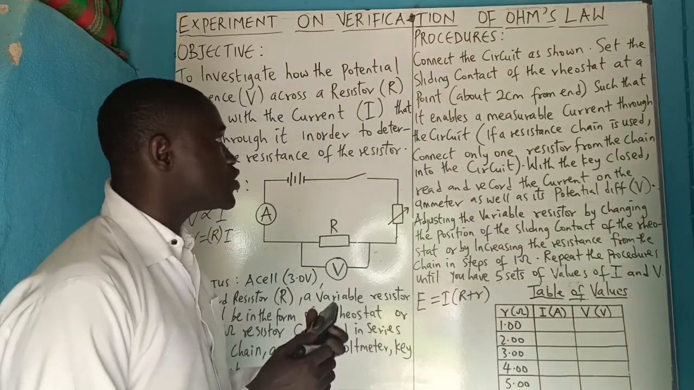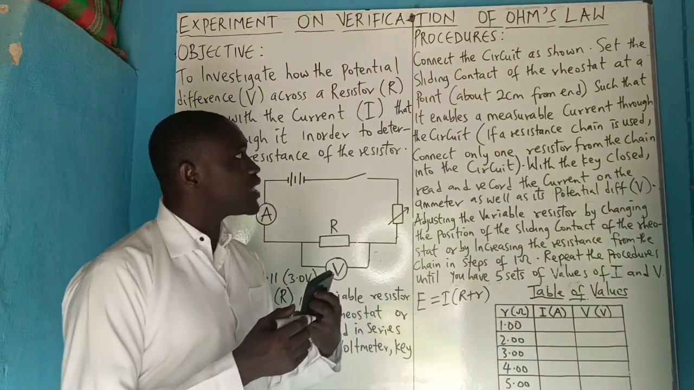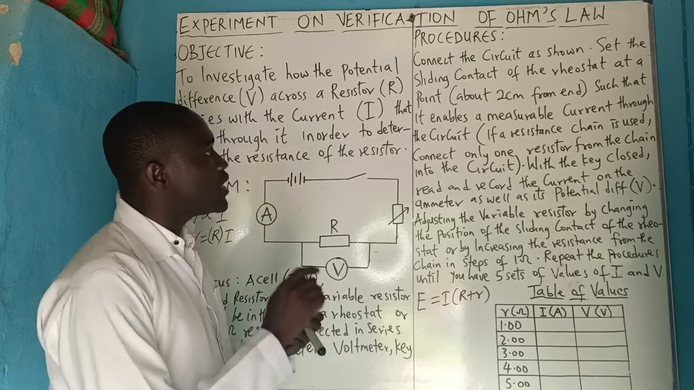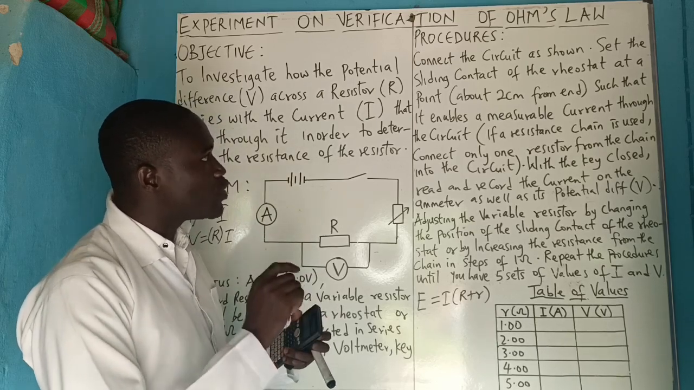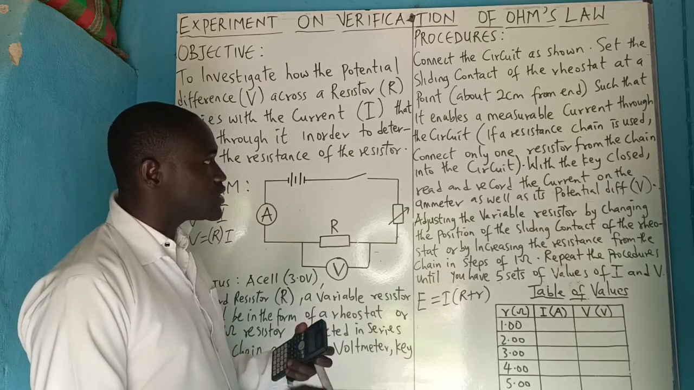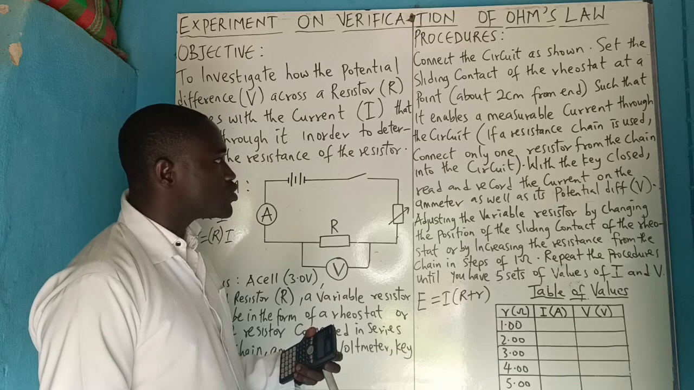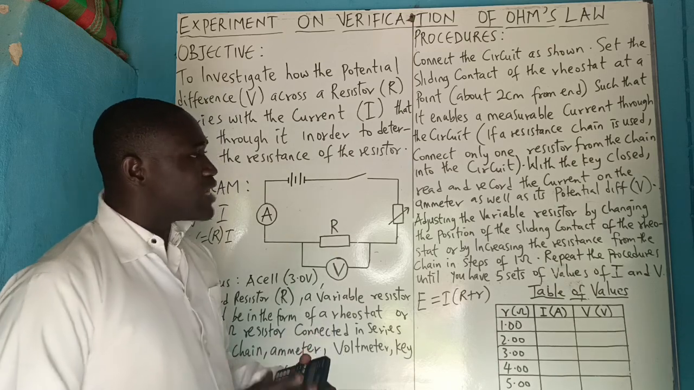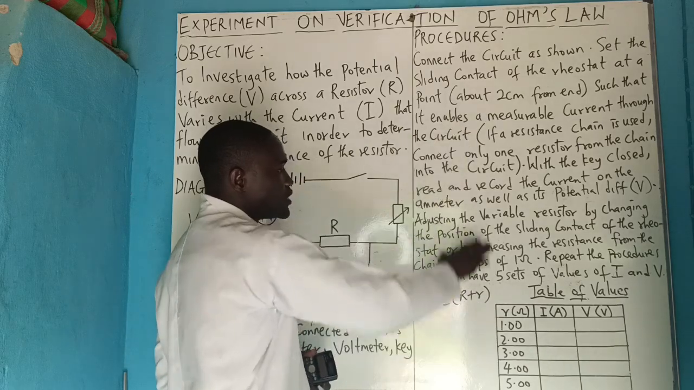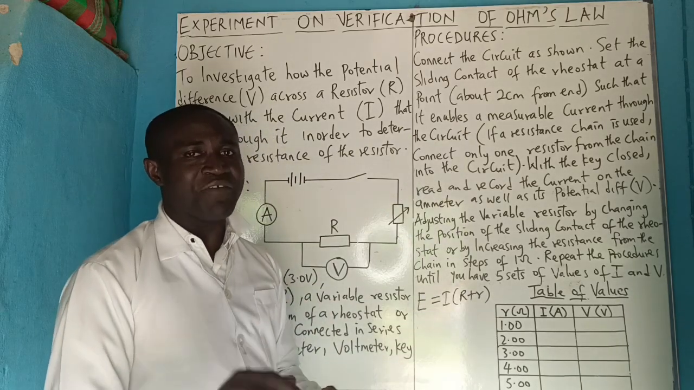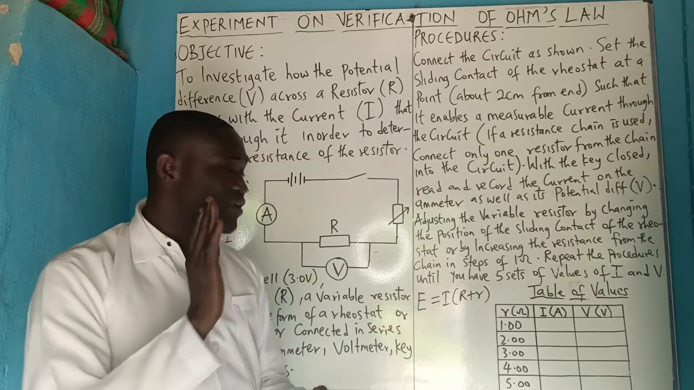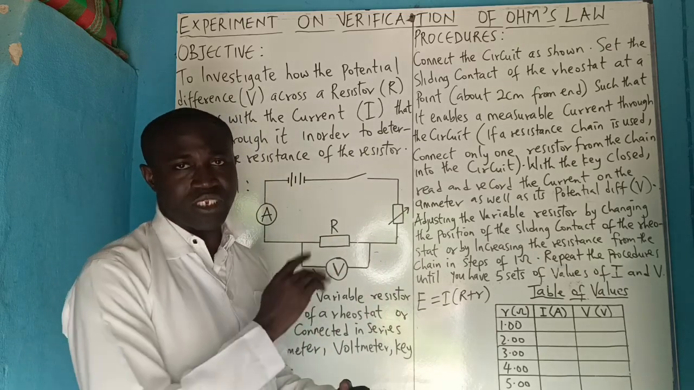Let's see the procedure. Connect the circuit as shown, set the sliding contact of the rheostat at a point so that it enables a measurable current through the circuit. Connect only one resistor from this chain into the circuit with the key closed. Read and record. Now, this is for us to follow. We are to follow this if we are to perform this experiment live and direct. But the essence of this video is to see how we can get these readings without touching the apparatus.